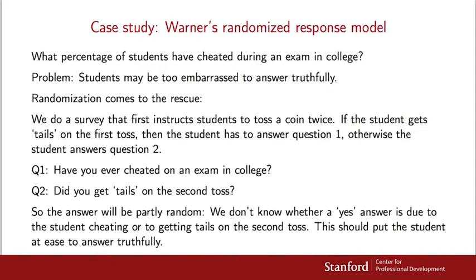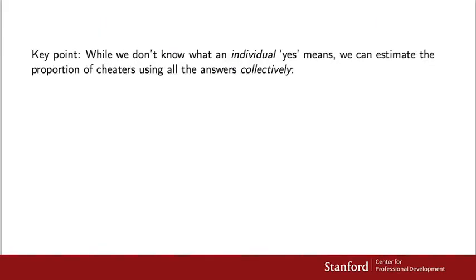A yes answer could be due to the student answering question 1 and having cheated on an exam, or it could be due to the student answering question 2 and getting tails on the second toss. So a yes answer doesn't really tell us anything. And this should put the student at ease to answer truthfully. So if a yes answer doesn't tell us anything, then why does that work at all?